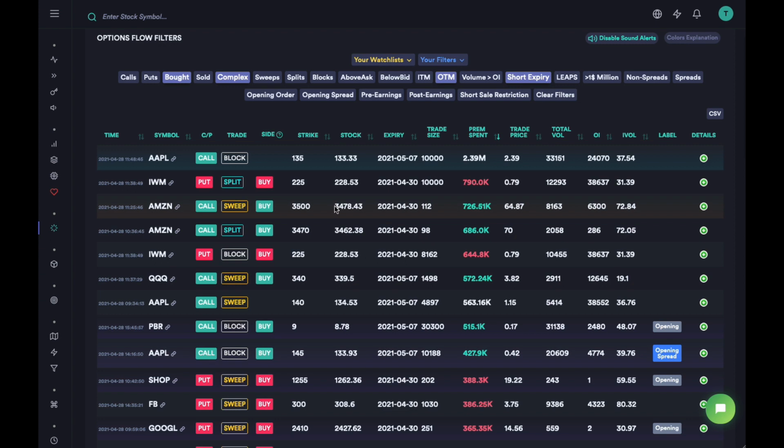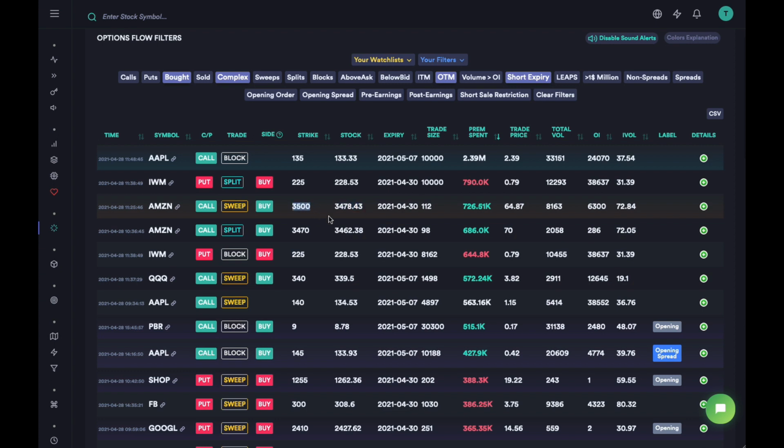So we can see that the stock price right now is 3478, and a 3500 strike contract was bought, and someone spent about 700k. So that's a very large sum of money that someone just spent for a contract that's going to expire in 2 days. So it's April 29th today. The contract is going to expire tomorrow. So now from this we can assume that the price might actually reach 3500.